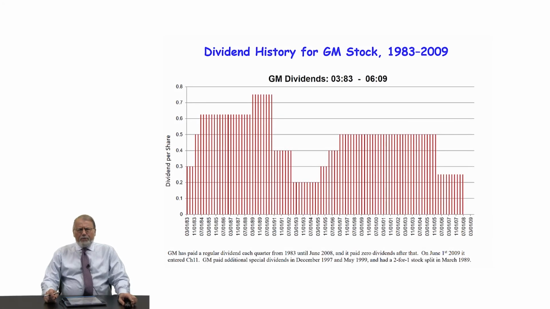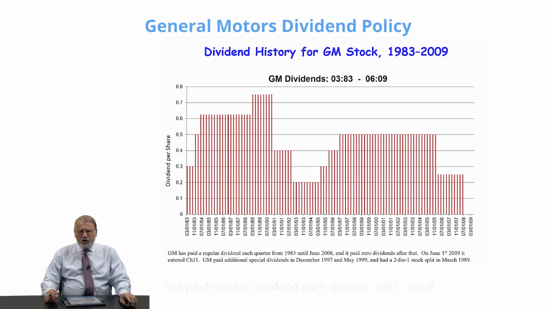An example of dividend policy followed by a firm is provided by General Motors. General Motors paid a regular dividend each quarter from 1983 until June 2008, when it entered financial distress and cut the dividend to zero. On June 1, 2009, the company entered Chapter 11.